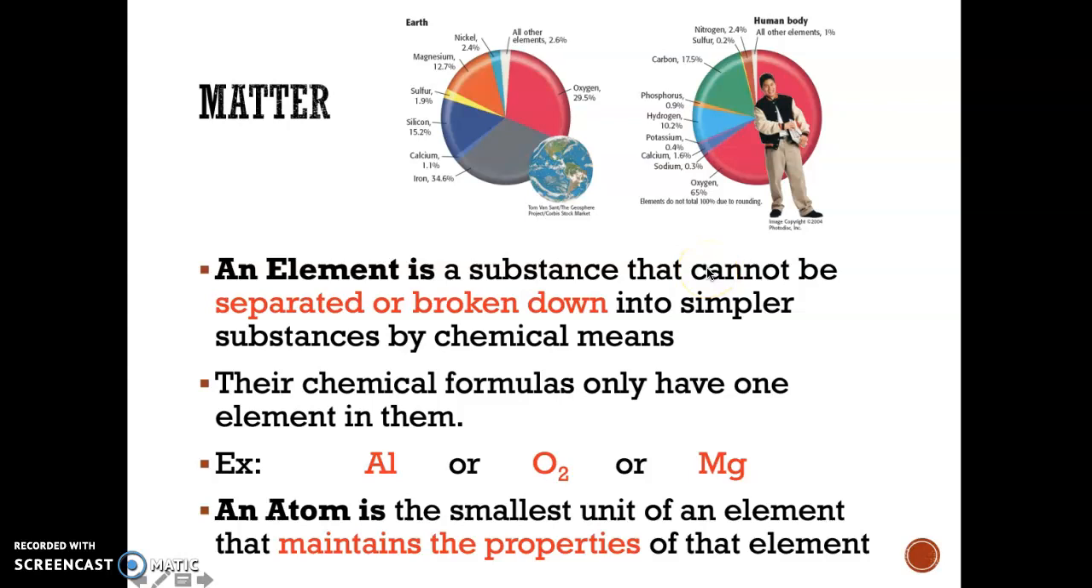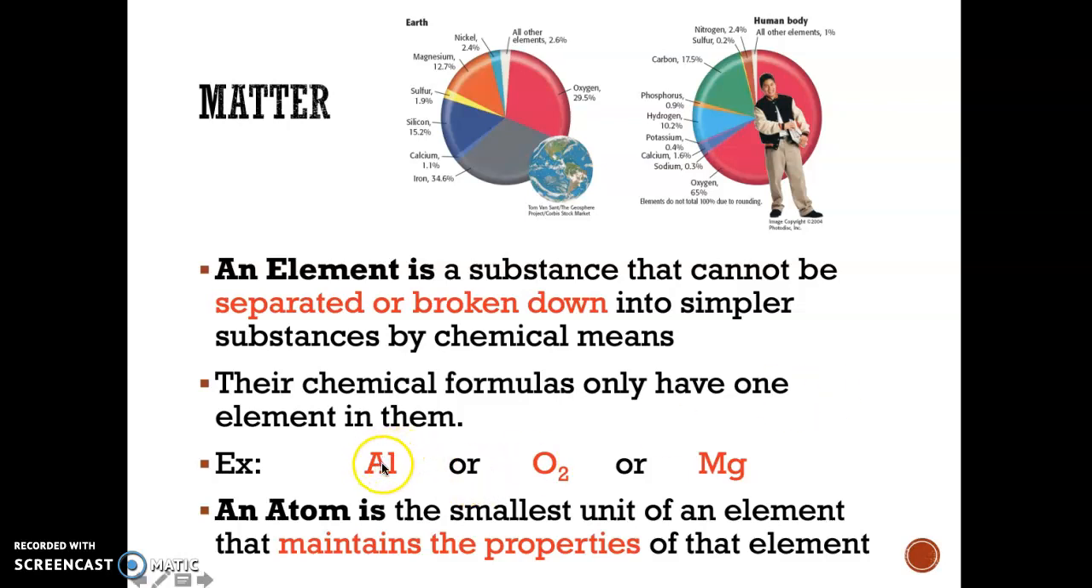So an element is a substance that cannot be broken down into simpler substances by chemical means. So all of our matter is composed of different types of elements. And a chemical formula for an element has just one type of element in it. Here, aluminum, oxygen, and magnesium. Oxygen, even though it's O2, like in the air, is still just a pure element because it's one type of element in it. Okay, the 2, that subscript, is still a piece that can be found in elements or compounds.